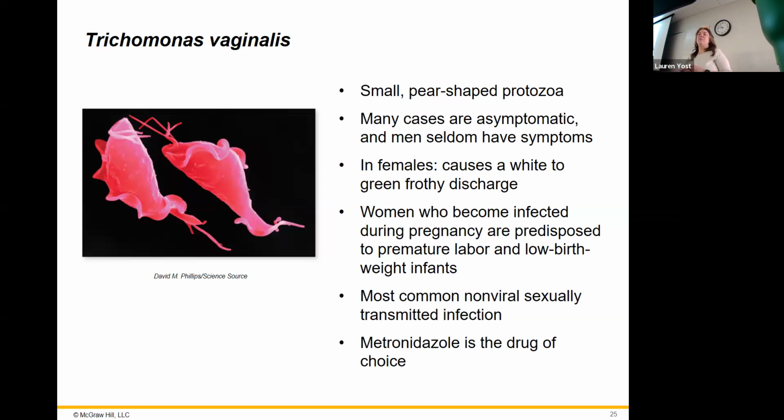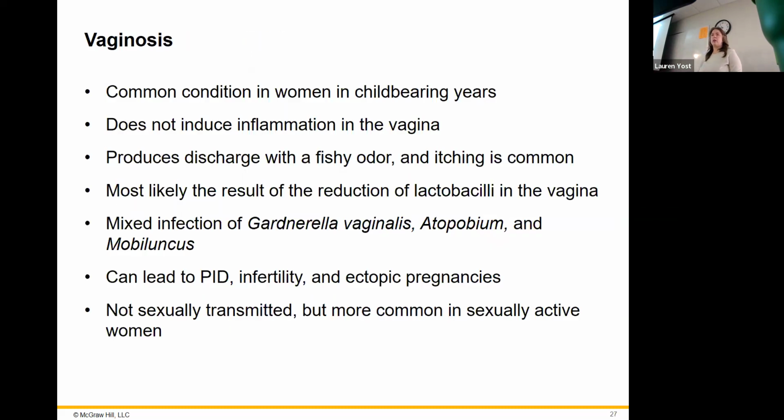So then in females, you'll see a white to green frothy discharge associated with this, but many of the time males will be asymptomatic. They actually almost never have symptoms for the most part, as long as they're healthy otherwise. So yeah, it is the most common non-viral sexually transmitted infection. Pretty interesting, super common. Metronidazole is what we would treat this with. It's what we commonly treat protozoan infections with.